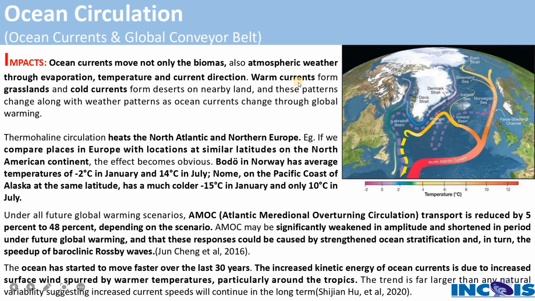So if you want to understand how changes in currents affect climate, warm currents can form grasslands and cold currents can form deserts. If there is a change in such currents, there will definitely be a chance of change in these landforms in a regional manner, on a regional scale as well. So this is one kind of effect that I can mention.